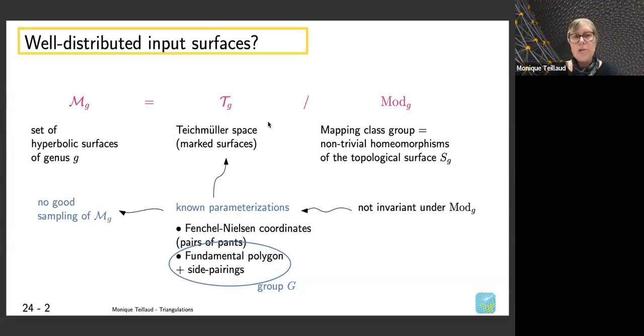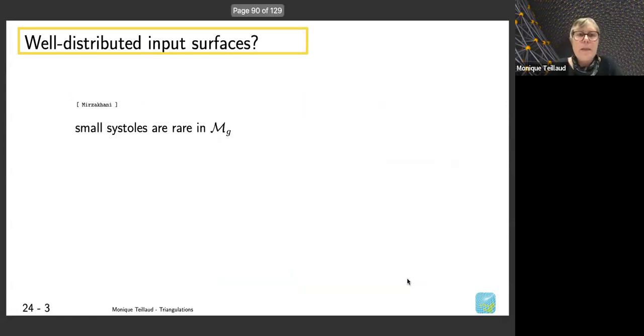There are known parameterizations for T, the Teichmüller space, either by Fenchel-Nielsen coordinates, meaning the things you get by cutting your surface into pairs of pants, or something that is closer to what we did so far: a fundamental polygon and side pairings that give you a group. But you have known parameterizations for T, but they are not invariant under homeomorphisms. So this does not give you a good parameterization of M. But that's the best we can do. So, okay, we stay with the Teichmüller space, but we know that it's not a good sampling, but we don't have a better way so far.